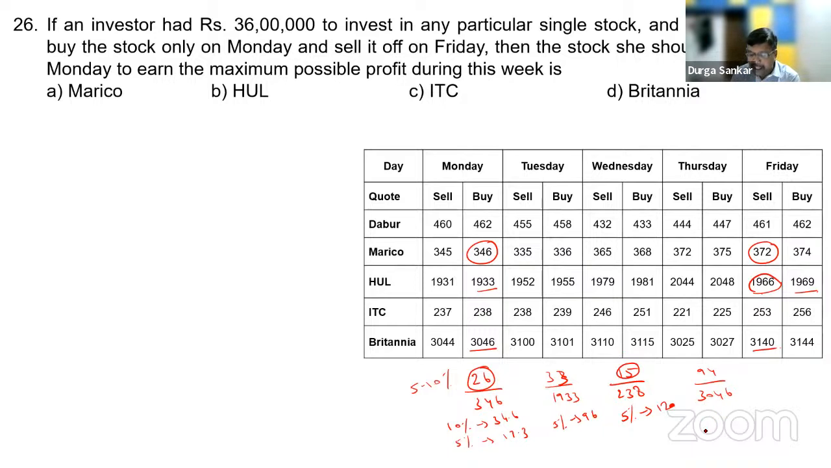Now here 10% of 3046 is 304.6, 5% is 152.3, but the numerator is 94, so less than 5%. So with that calculation, I can say Marico is the stock that gives us maximum possible profit. If you are not someone who's comfortable with calculations, maybe this is not something that you should do. So it would be either A or B.